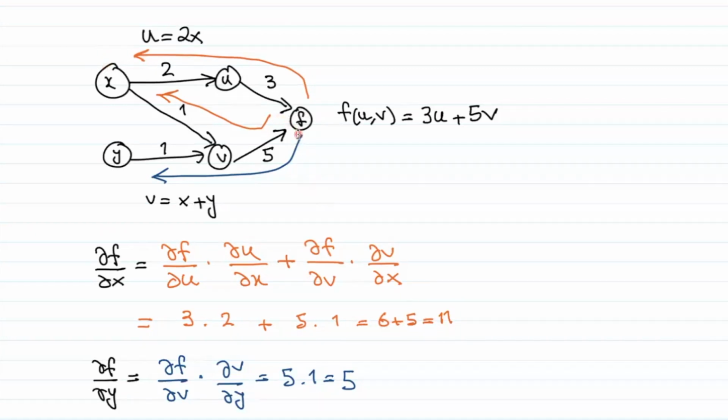We can do the same thing for the partial derivative of f with respect to y. You can see that we can find the partial derivative of f with respect to v and then v with respect to y. And in this case, we just have to multiply 5 by 1, right? So the nice thing here is that there's no path from u to y. Otherwise, we would have to include that too. So that's how we would solve this problem by hand.